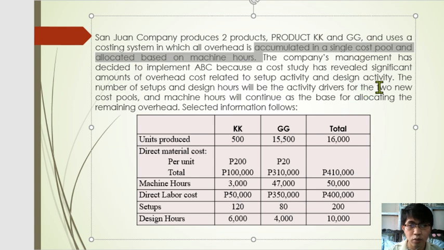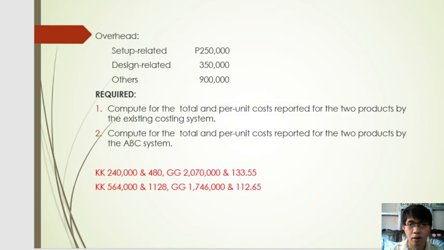So, anong sinasabing two new cost pools dito? Yun yung setup activity and design activity. So, yun yung two new cost pools and the activity drivers para doon ay yung number of setups and design hours. So, selected information, binigay sa iyo, units produced, direct material cost, machine hours, direct labor cost, setups, design hours. So, let's proceed with ano ba ang requirement. So, binigyan ka pa rito ng overhead. Setup related, 250, design related, 350, others, 900. So, ito yung indirect cost na i-allocate mo later.